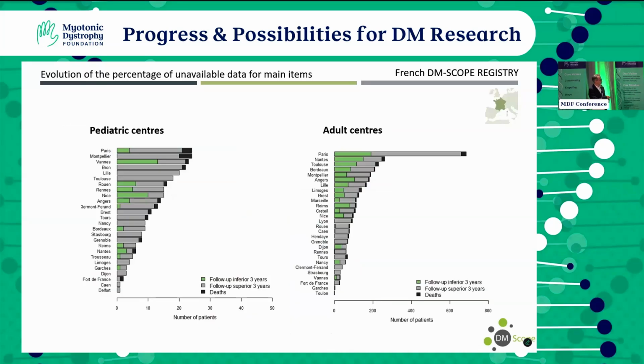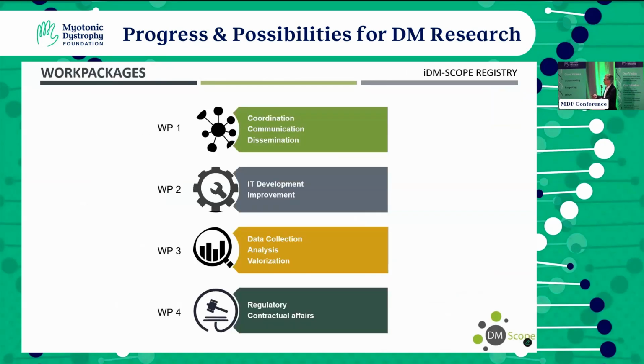Here you have two examples, the pediatric centers on the left and the adult centers. We know who the participants are, in black the deceased participants, and which ones are followed up and when, so that we can have updated and recent data.